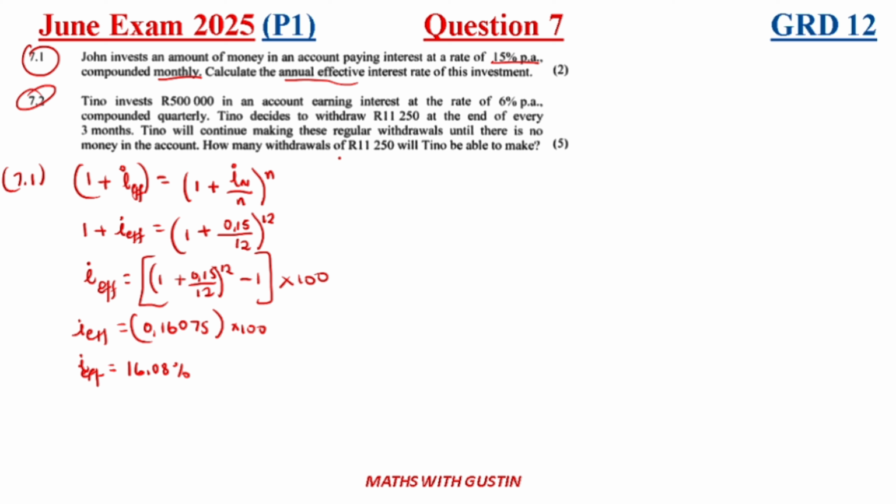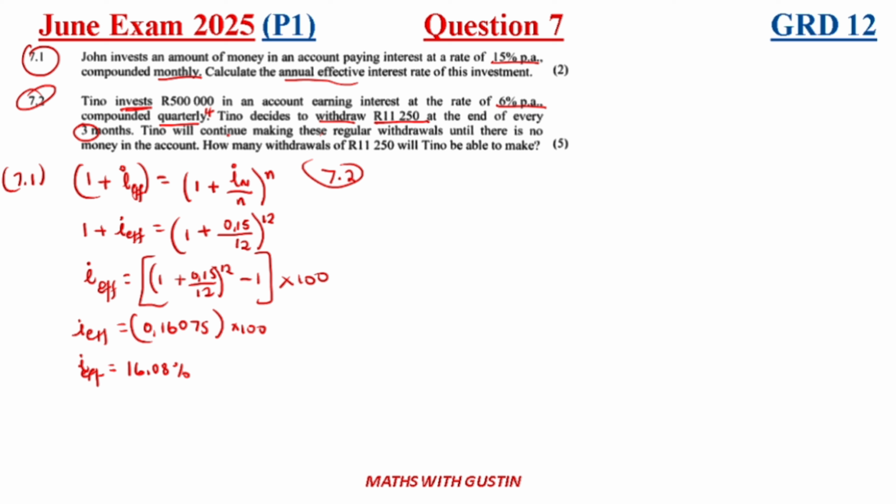So 7.2 says here, Tino invests, keyword invest, 500,000 in an account earning nominal interest of 6% quarterly. So this is going to be 4. Tino decided to withdraw, keyword withdrawal, 11,250 at the end of every 3 months.